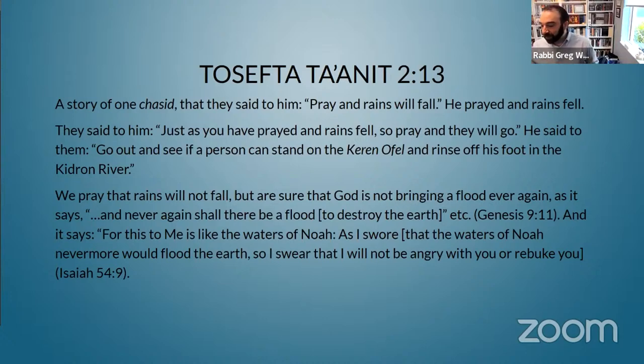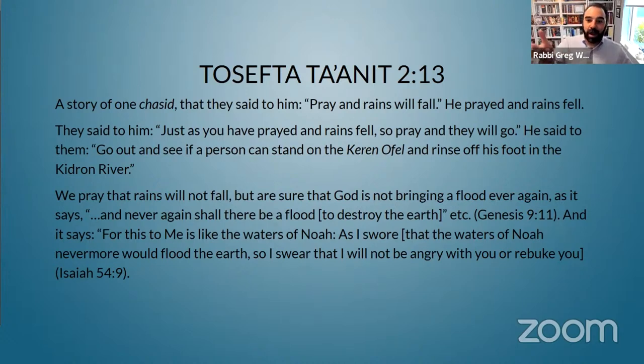Here's where we ended last week with the first rabbinic, at least first if we trust the notion that the version in Tosefta predated the version in the Mishnah. This first story says, a story of one chassid, a righteous person, that they said to him, pray and rains will fall. He prayed and rains fell. They said to him, just as you have prayed and rains fell, so pray and they will go. You turned on the spigot. Now, if you would please turn off the spigot.